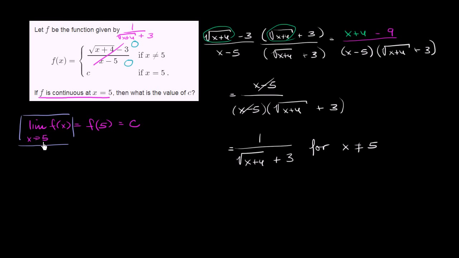So the limit of f of x as x approaches 5 is going to be the same thing as the limit of 1 over the square root of x plus 4 plus 3 as x approaches 5. And now we can substitute a 5 in here. It's going to be 1 over 5 plus 4 is 9. Principal root of that is 3. 3 plus 3 is 6. So if c is equal to 1/6, then the limit of our function as x approaches 5 is going to be equal to f of 5. And we are continuous at x equals 5. So it's 1/6.